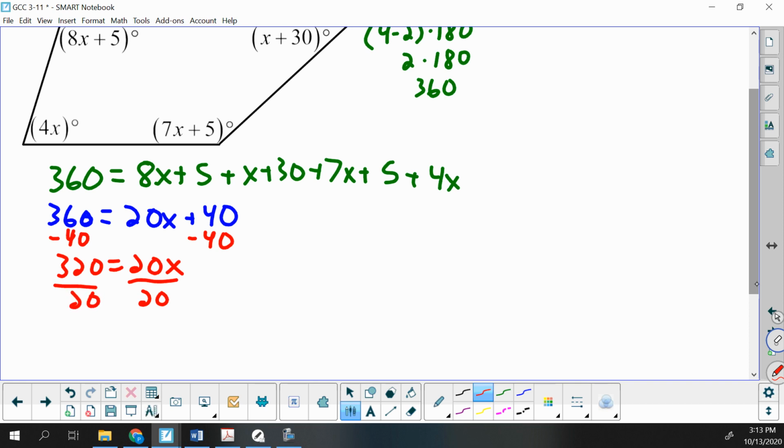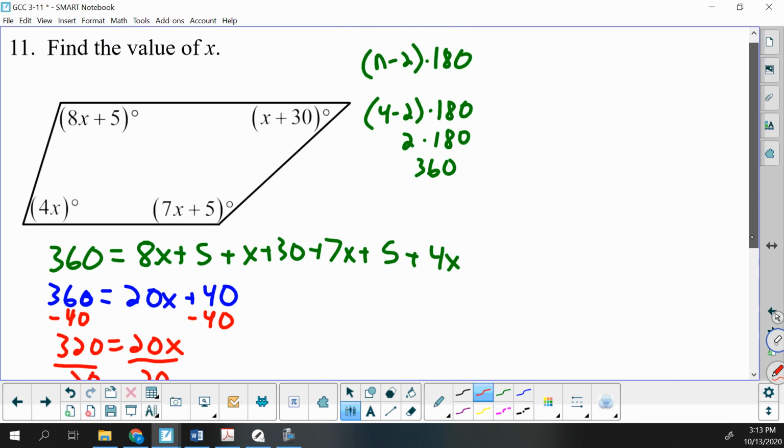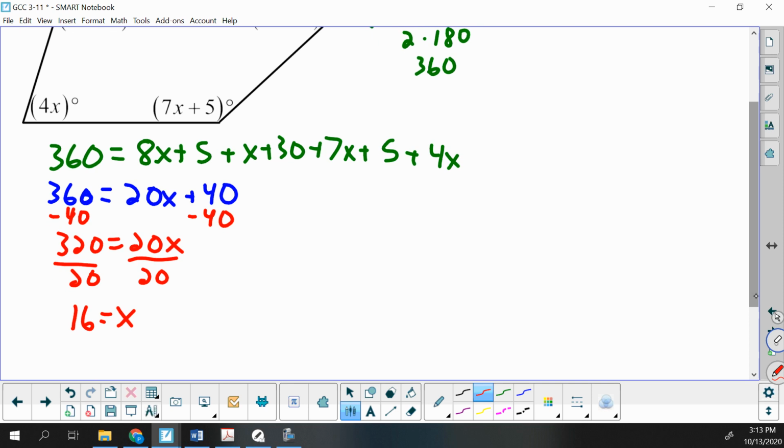Again, the zeros, you can think of it as divide them both by 10, the zeros go away, and 32 divided by 2 is 16, so x is just equal to 16. Like in everything this year, go back, look at the original question. Okay, x is all we wanted to find, so we're done. Sometimes they'll want us to sub back in.